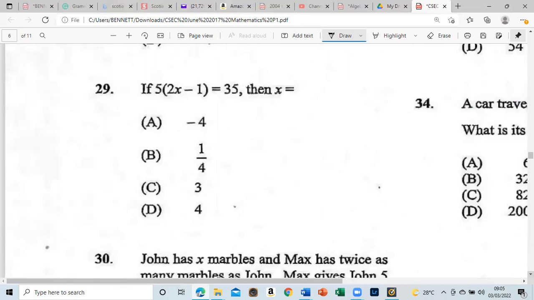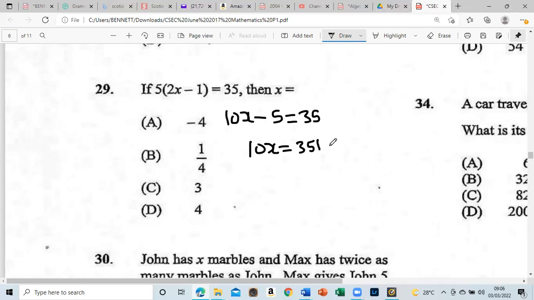If 5 bracket x minus 2 is equal to 35, then x is equal to, so we expand the bracket. 5 times x is 5x, and 5 times 2 is 10, so 5x minus 10 equals 35. Now we take the inverse of this, which is plus 10, so 5x is equal to 35 plus 10. So 5x is equal to 45. So our answer would be 9.